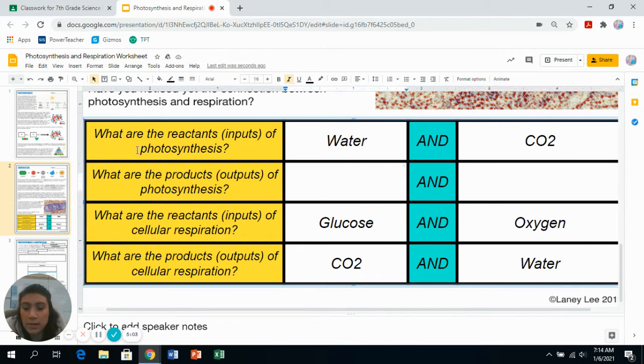And then what are the products? So what are the products of photosynthesis? What does it create? It creates that sugar for themselves, those plants. And then it also creates oxygen.